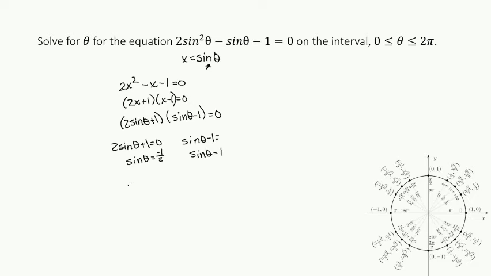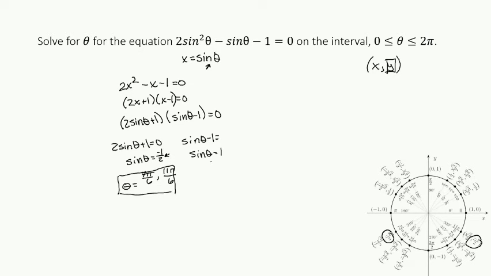So then to find our answers, we're going to see where the sine, which if we remember is going to be our y value, equals -1/2. So it equals -1/2 right here, 7 pi over 6, and right here at 11 pi over 6. So our two answers for this half are going to be 7 pi over 6 and 11 pi over 6. So those are two of our answers.